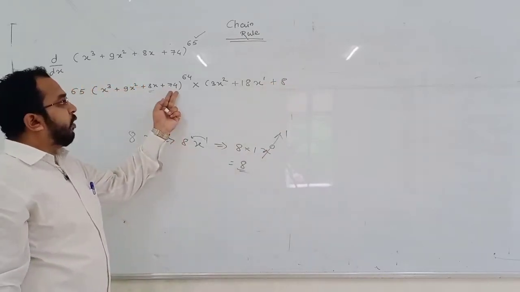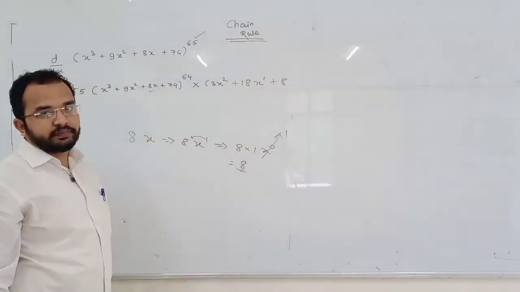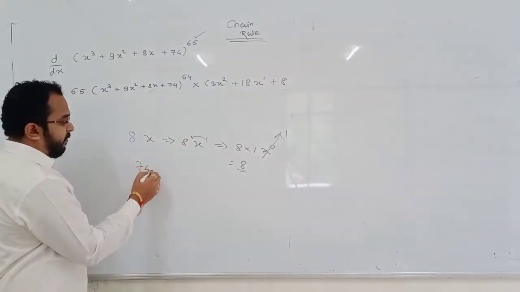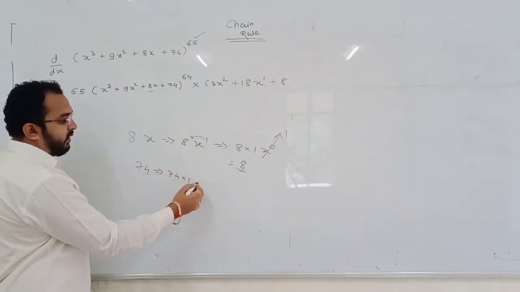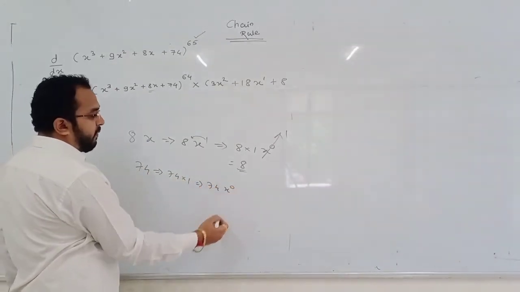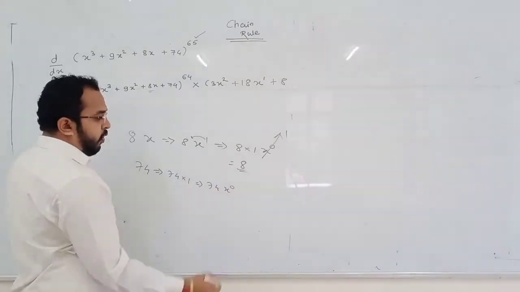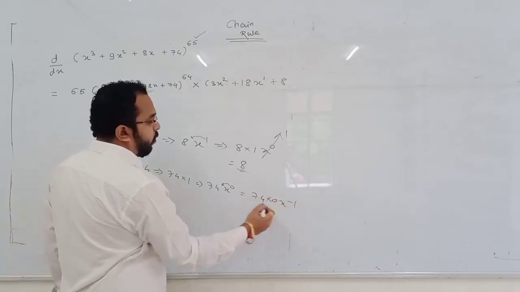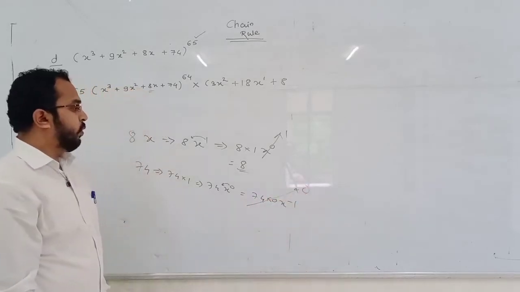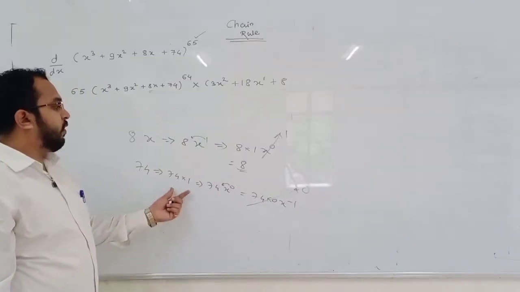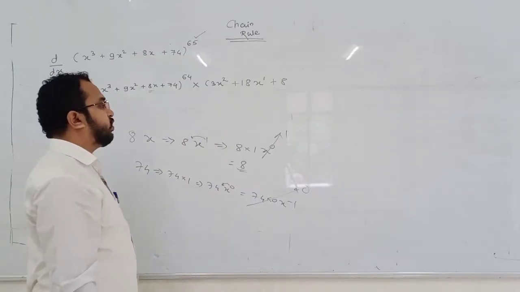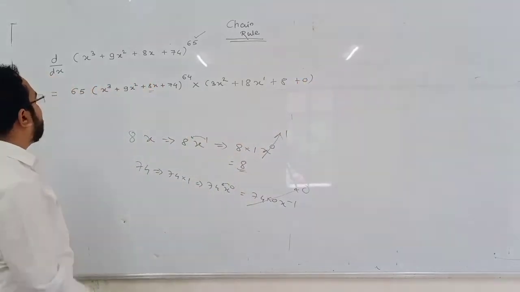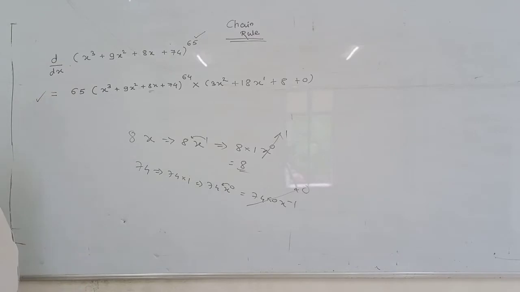And with 74, nothing is there. 74 is a constant term. So 74 can be written as 74 into 1, that means 74 into x to the power 0. 1 can be written as x to the power 0. And when this 0 comes to the numerator, everything will become 0. So differentiation of a constant is 0. So this is the differentiation of this question.